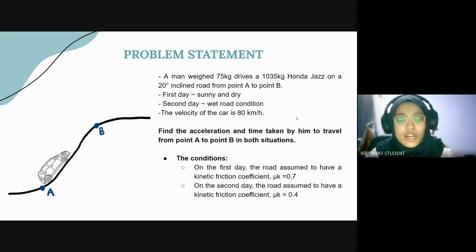What our group wanted to find is the acceleration and the time taken by the car to travel from point A to point B in both situations. The conditions are: on the first day, the road is assumed to have a kinetic friction coefficient of 0.7, while on the second day, the road is assumed to have a kinetic friction coefficient of 0.4.